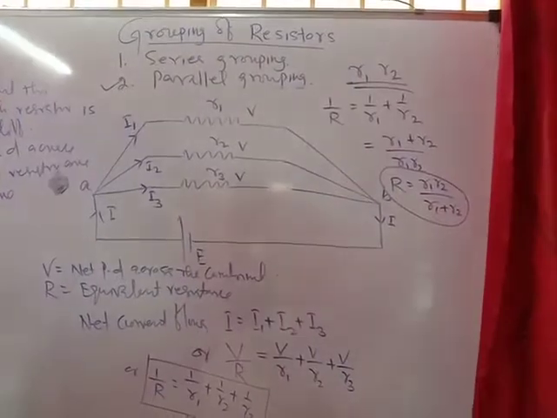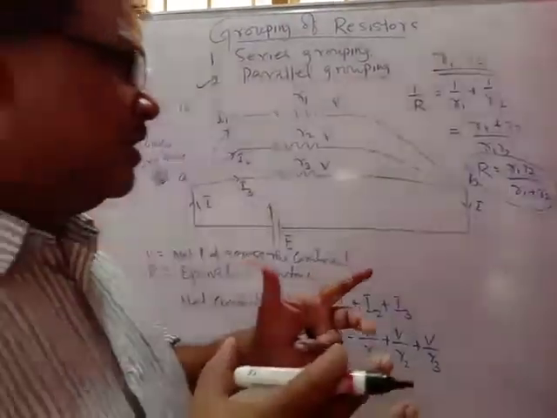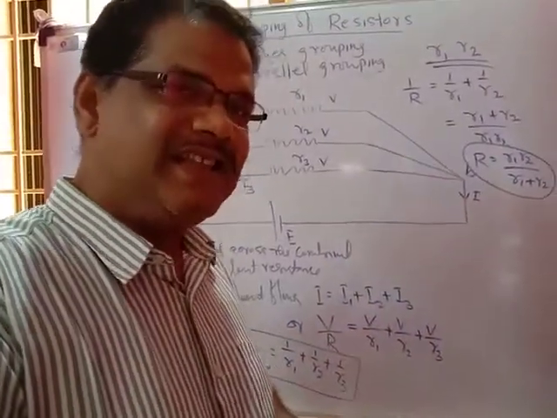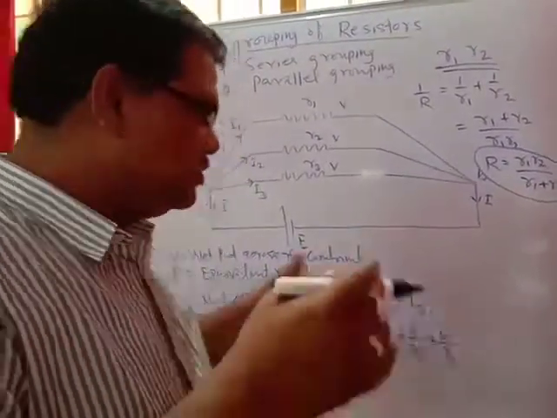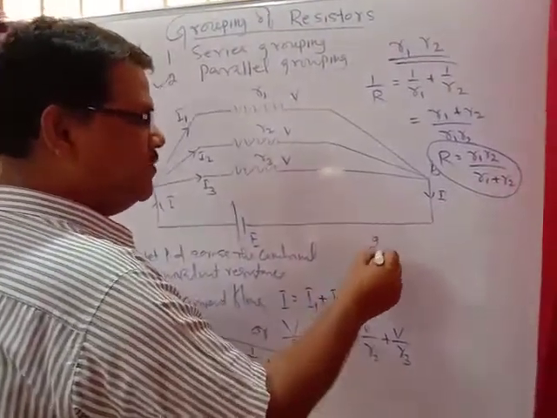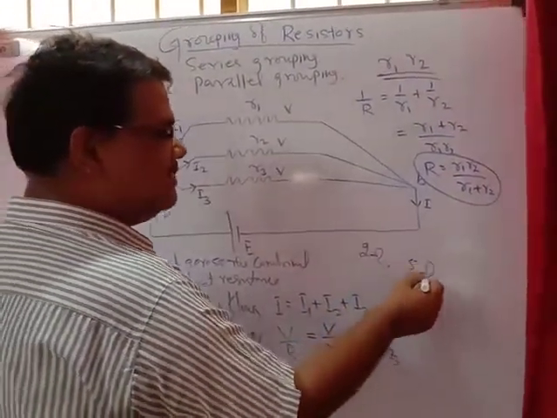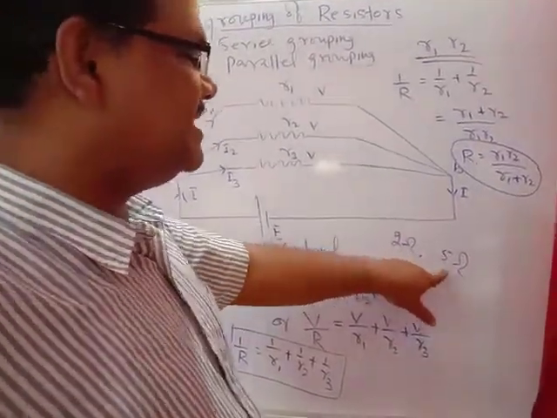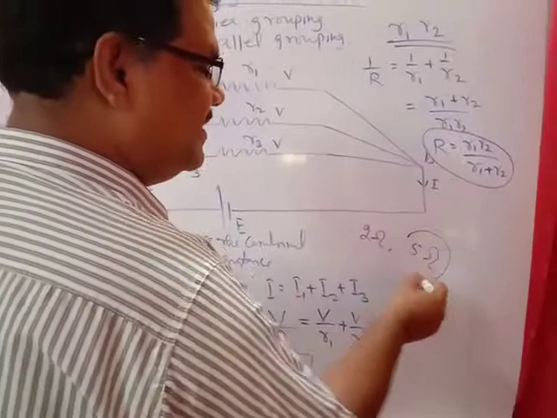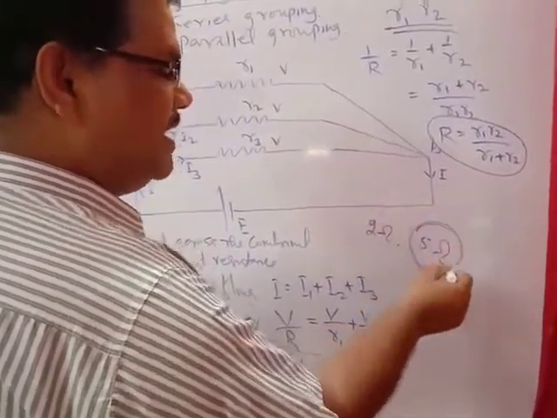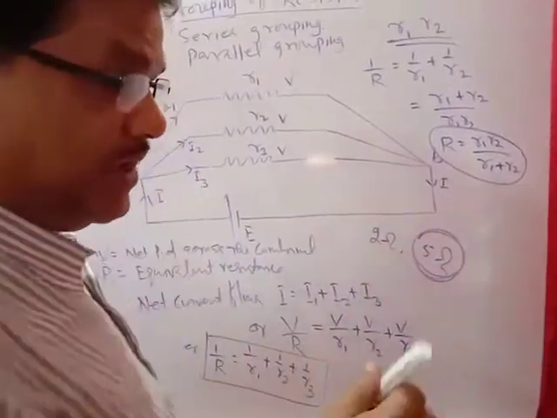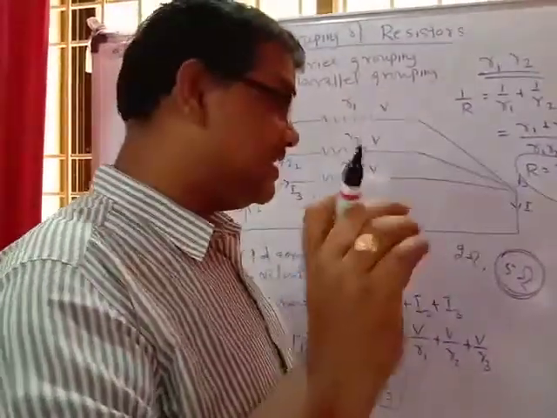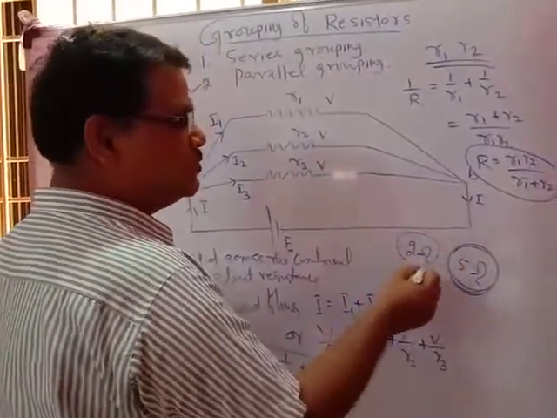In case of series, the resistances add, so the resistance increases. For example, if 2 ohm and 5 ohm are grouped in series, the net resistance becomes 7, which must be greater than 5. The series equivalent must be greater than the bigger resistance. But in case of parallel, the equivalent resistance reduces, and it must be less than the smaller resistor.